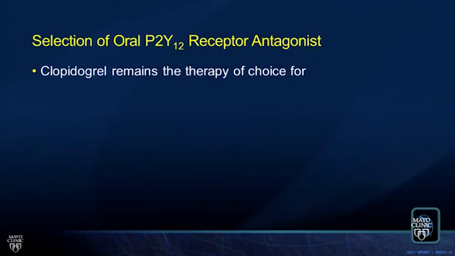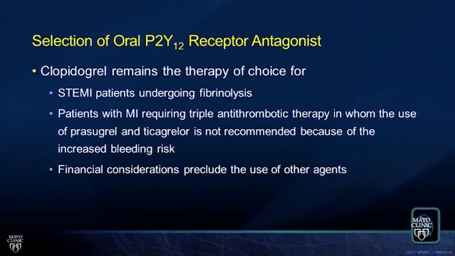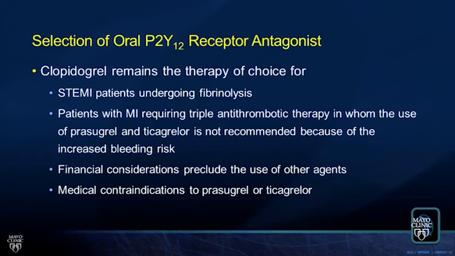However, as we all know, in our practice, clopidogrel remains the therapy of choice for STEMI patients who undergo fibrinolysis, and for patients with MI who require triple antithrombotic therapy, in whom the use of prasugrel and ticagrelor is not recommended because of the increased bleeding risk and, frankly, because it's not been studied in that scenario. Financial considerations are a big consideration, as is a medical contraindication to prasugrel or ticagrelor.